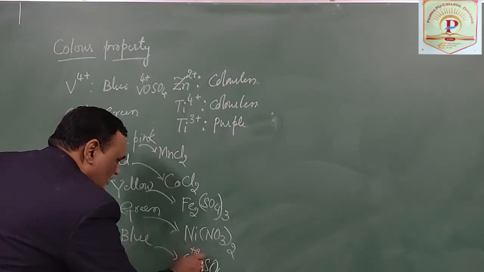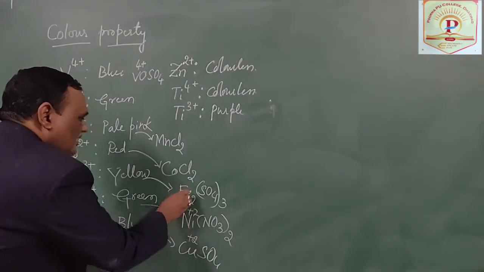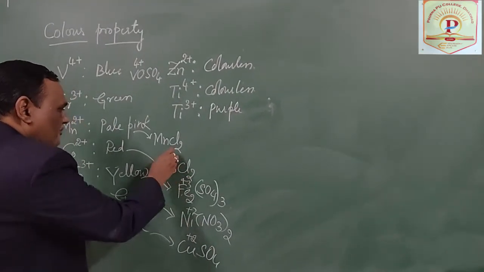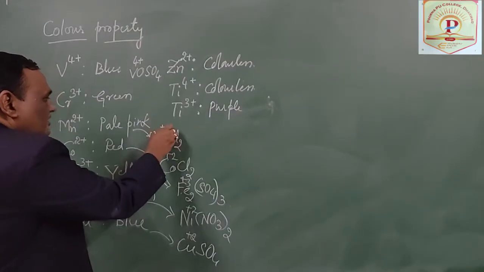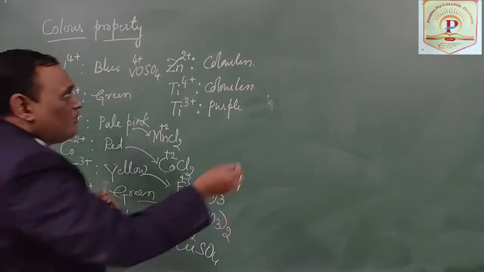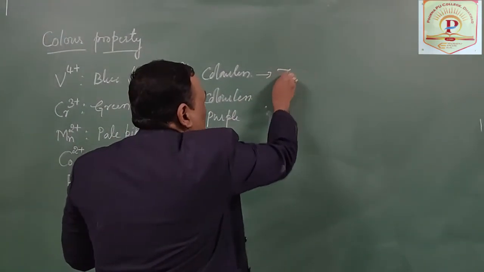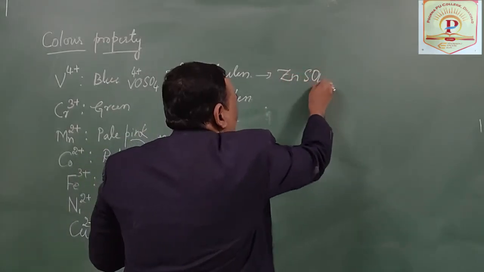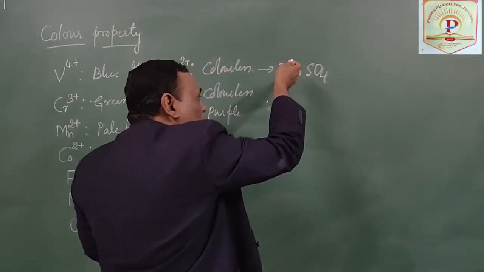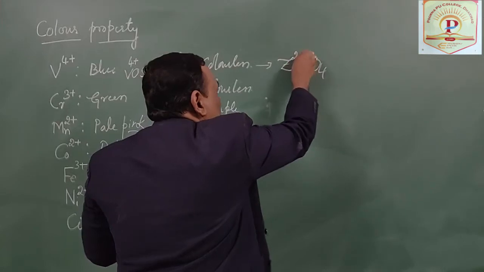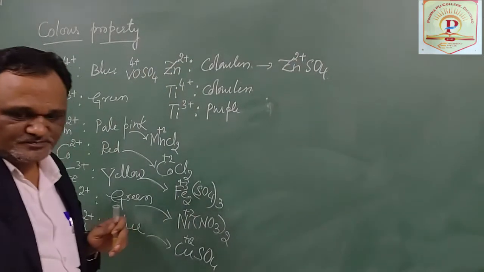and copper sulfate, you have observed, it is a +2 oxidation state. Here also it is +2, here iron is present in the +3, cobalt is present in the +2, manganese is present in the +2 oxidation state. And you have seen the zinc sulfate, whose solution color is colorless. So it is zinc 2+.